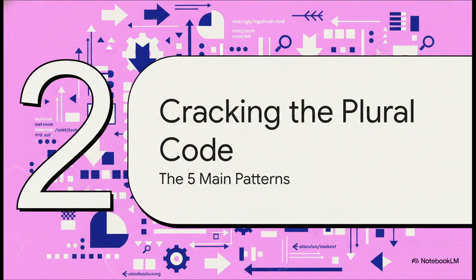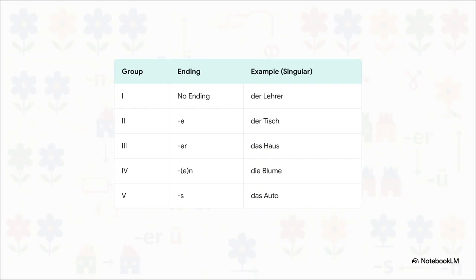All right, this is where the real code breaking begins. Believe it or not, most German nouns, like the huge majority of them, fit neatly into one of 5 main groups. Get these 5 patterns down, and you are honestly more than halfway to mastering German plurals. Okay, so think of this table as your master key. This lays out the 5 big patterns. You've got plurals with no ending at all, some that add an E, some with a huge group that adds E or EN, and finally, the familiar S. Let's just walk through each one real quick.